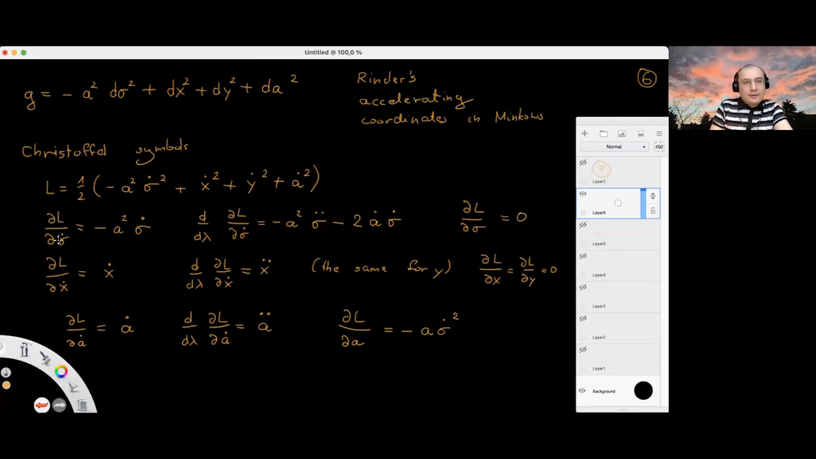Okay, so let's begin with this equation over here. So we have minus A squared sigma double dot minus 2A dot sigma squared. That's this thing over here. And we have to subtract this, which is zero. So we can rewrite this equation as sigma double dot plus 2 over A squared.